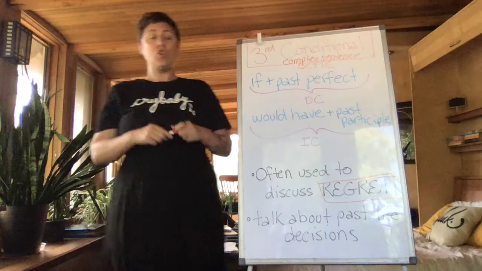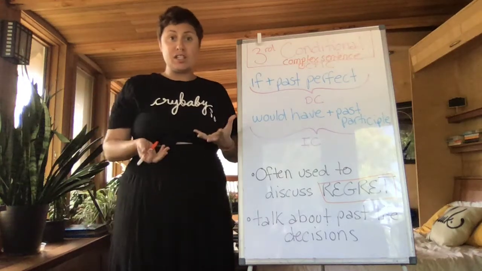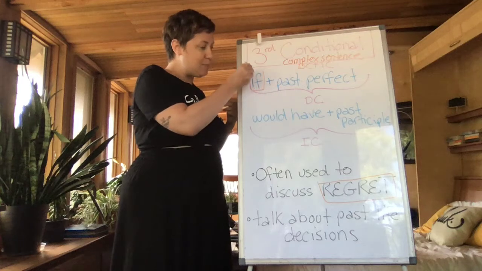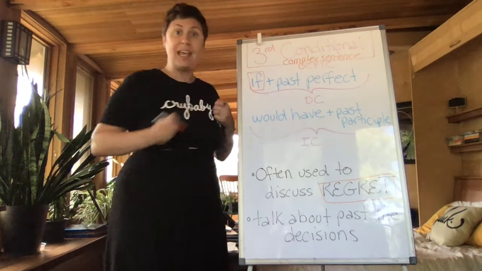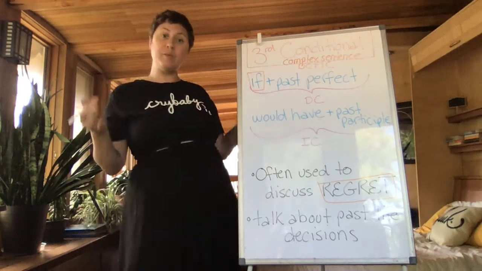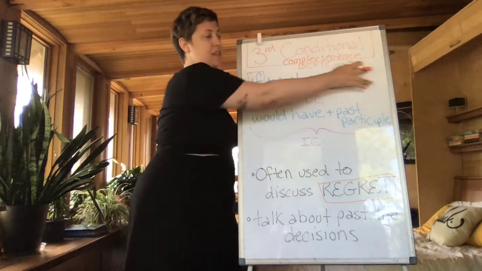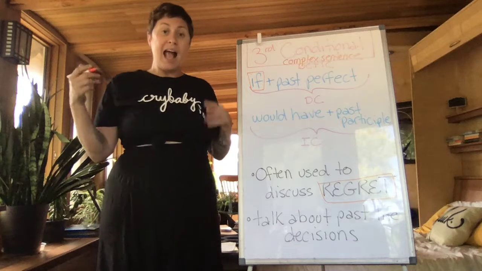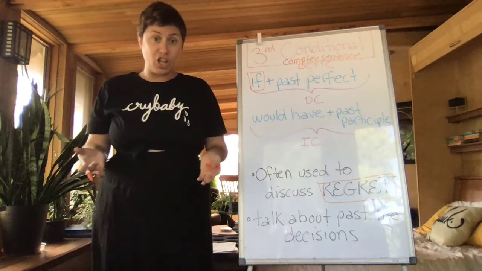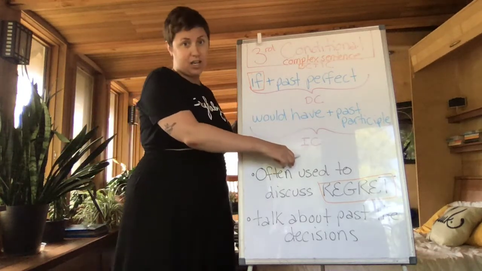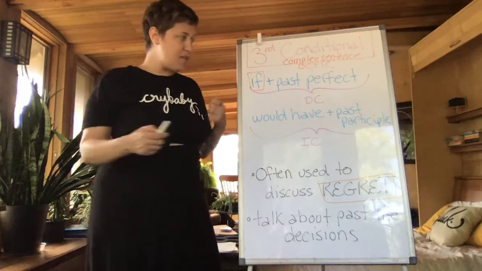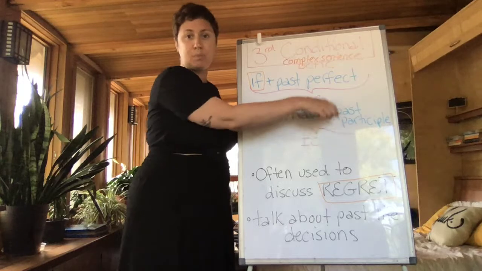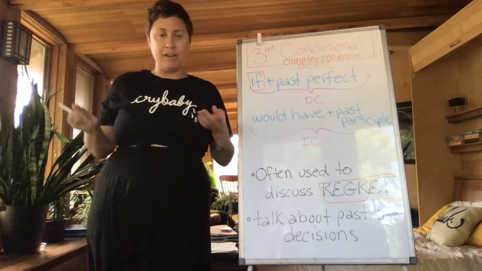Okay, so the first clause, the dependent clause, we know it is dependent because it begins with if, and if is a subordinate. So it means that this clause here is dependent. And then we have a second clause, and it is an independent clause. And in this clause, we have the structure of would, have, plus the past participle of the main verb.